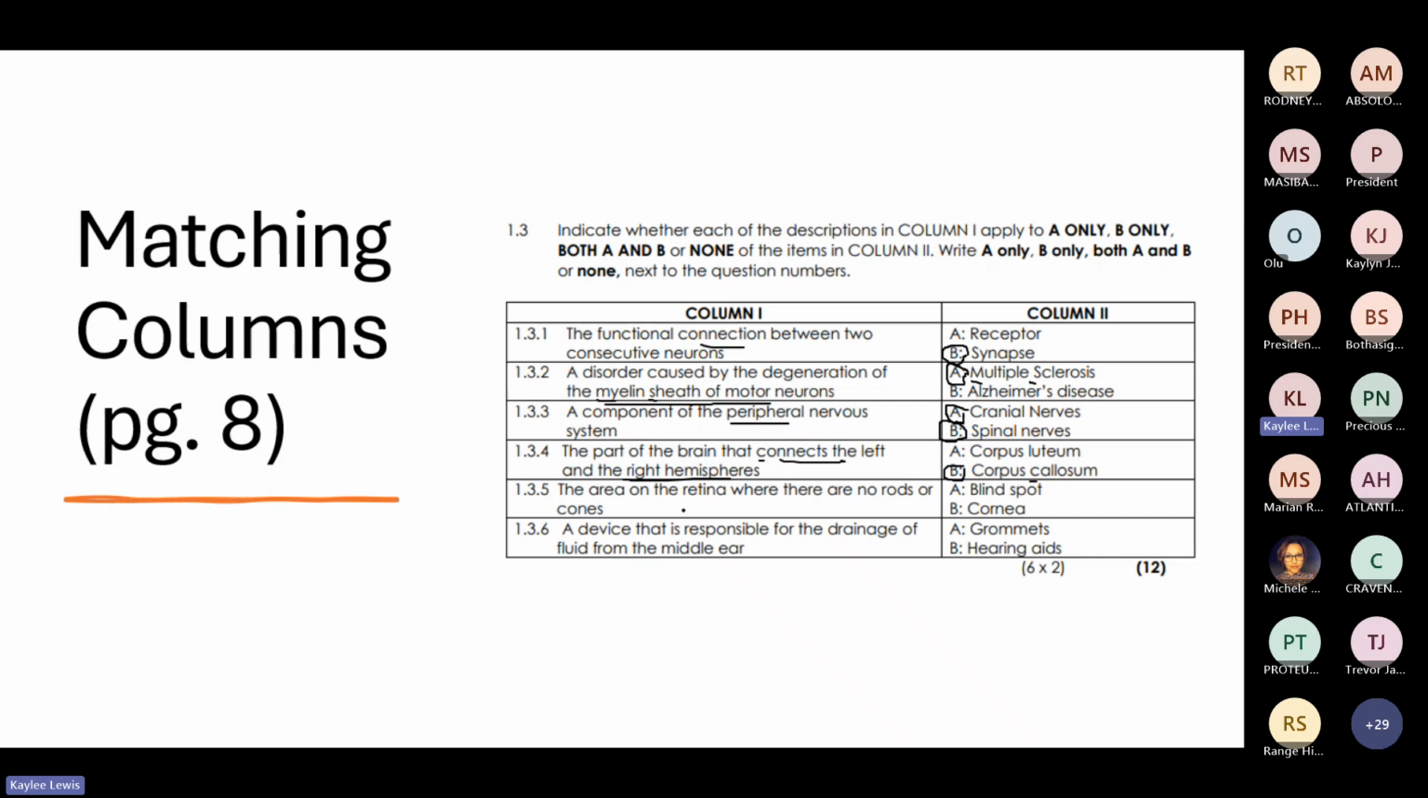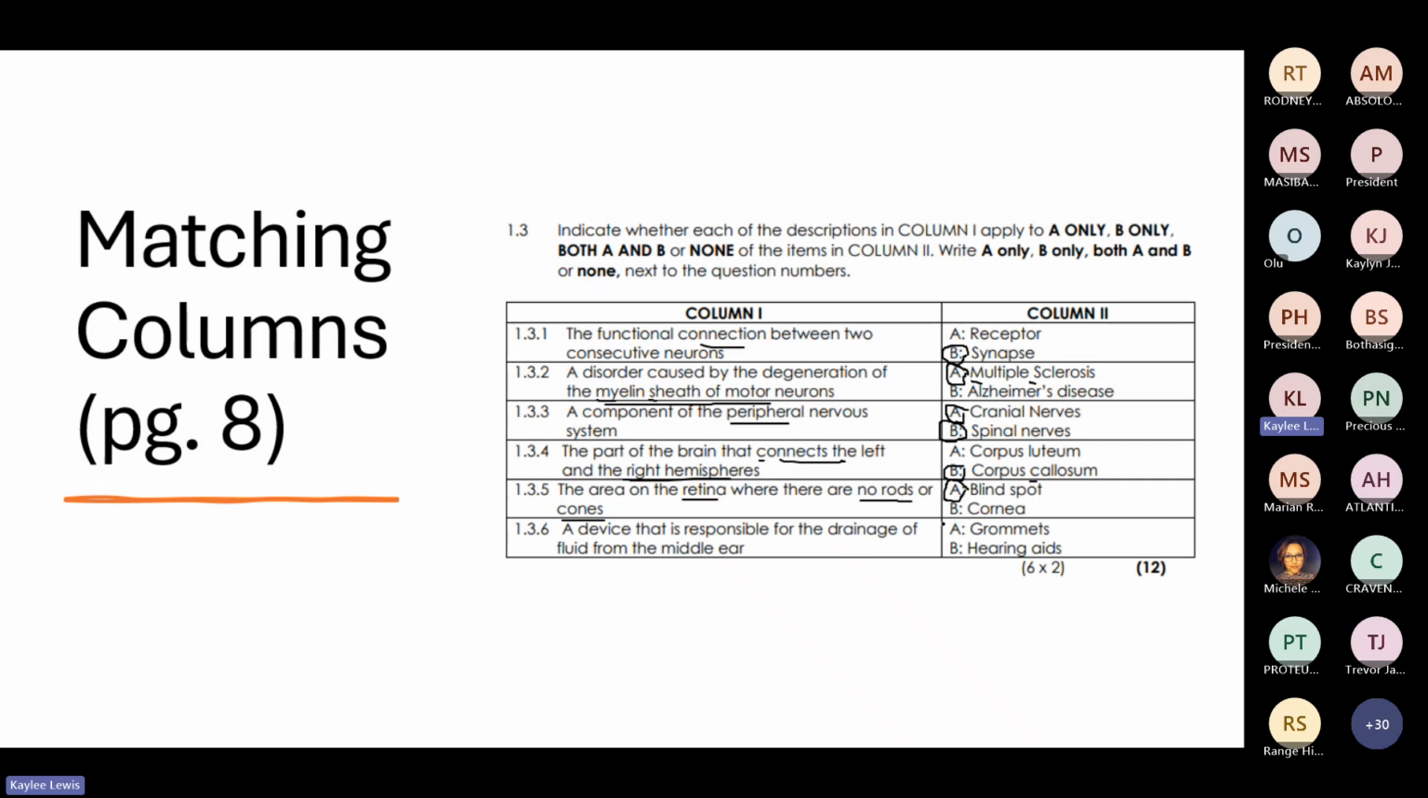1.3.5, the area on the retina where there are no rods or cones. Now remember, your rods and cones are photoreceptors, and they need to be on your retina, which is the back of your eye. Your blind spot has no rods and cones. So if light does ever fall in there, you can't see anything. And the cornea is not on the retina, that is on the front of your eye. It doesn't have photoreceptors, but they're asked on the retina. So your answer for this one is A only.